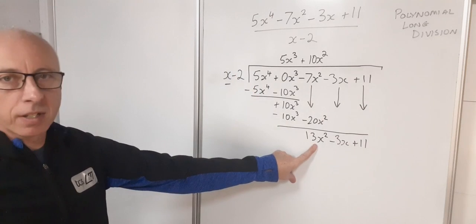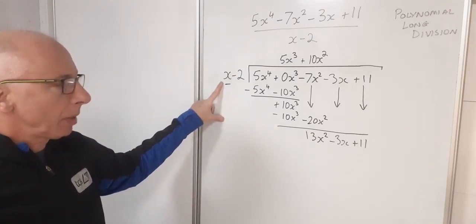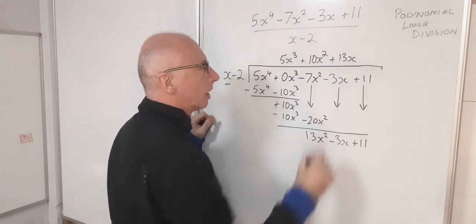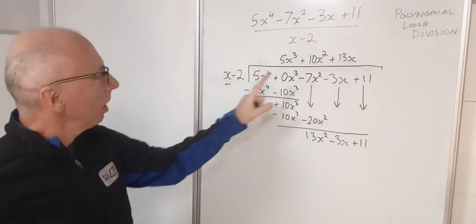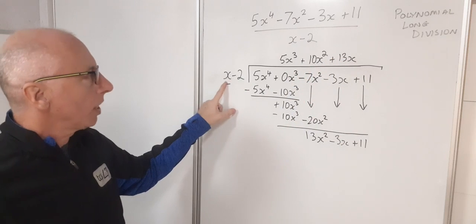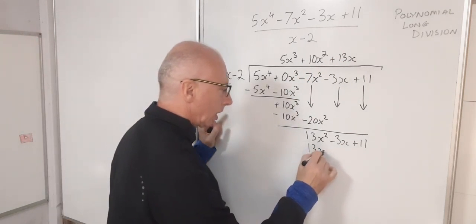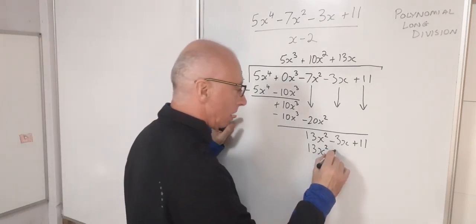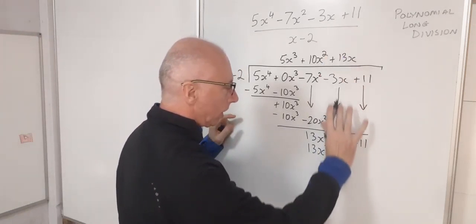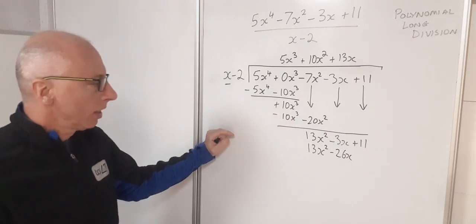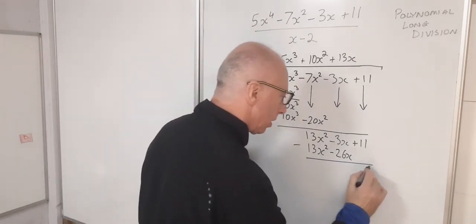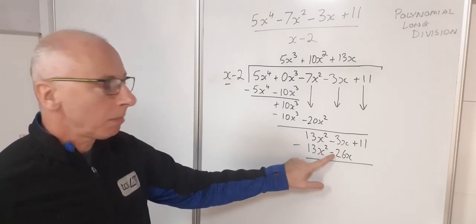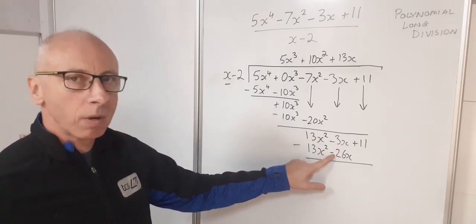Now this is the point of interest. 13x squared divided by x gives me 13x. So I add 13x. Now distribute this part of the answer back in here. I'll get 13x squared, and 13x times minus 2 is minus 26x. Again, taking care to make sure all the single powers of x are in a line. So again, as we did before, subtract. They will cancel out. Minus 3x minus 26x. This is where we need to go careful.